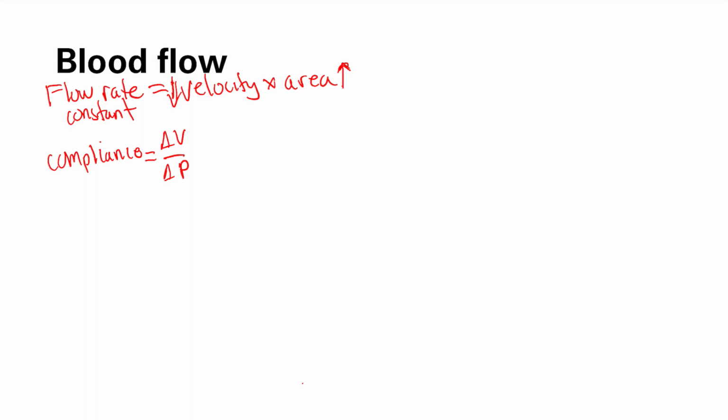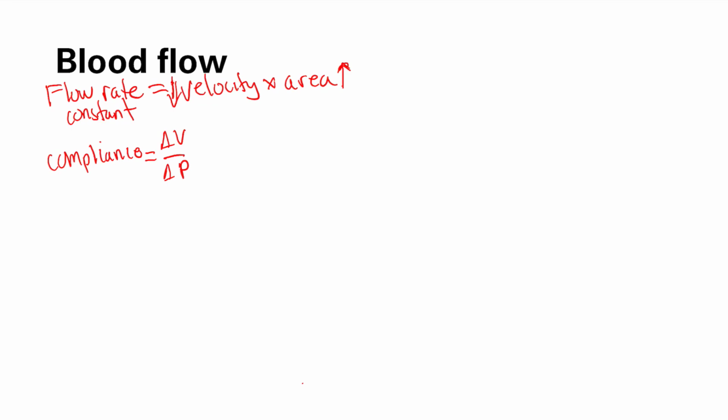So higher compliance means it stretches more. I sometimes had some difficulty remembering which one was on top. Was it the V on top? Was it the P on top? Just remember that this equation basically works so that higher compliance means more distension, which means higher change in volume. So I'm going to give you some numbers.